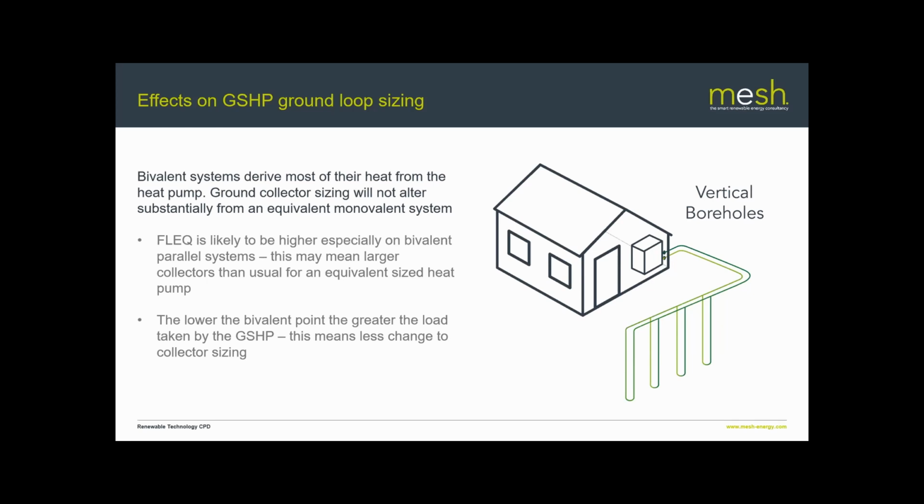But actually, even in February, the average temperature in the UK is still above 2-3 degrees. So if you've got your bivalent point set at 2 degrees, even in a bivalent alternative system, most of the heating is still going to be coming from the heat pump. So the takeaway from this is the ground loop sizing is not going to vary by as much as you might think. That means the capital costs are not going to reduce by as much as you might think they will.